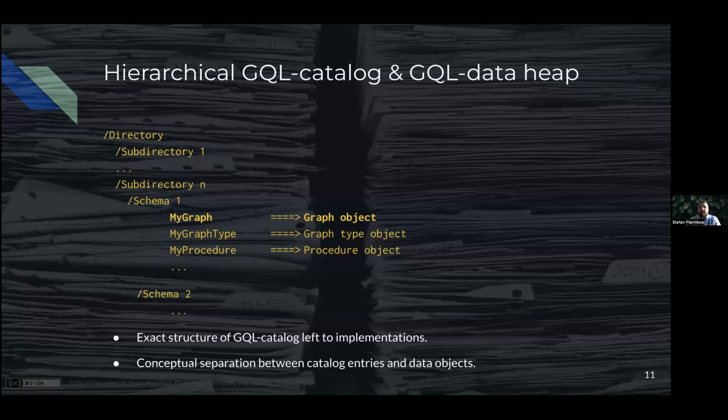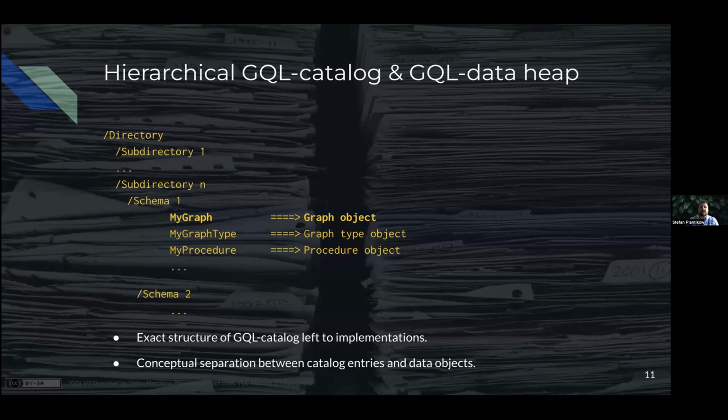Hierarchical catalog. I mentioned it. It's one thing to standardize the data model, but in a practical language, you usually want to have more than one of that data model. And so because of that, also quite similar to SQL, we have the notion of a hierarchical catalog that is structured in a nested tree of directories. Leaf directories are called schemas, and schemas contain the actual data objects, the actual graph that you might want to access from your query, right?